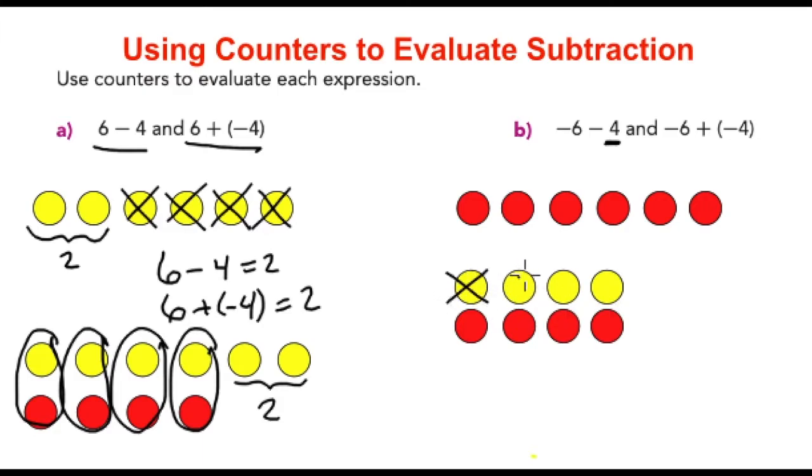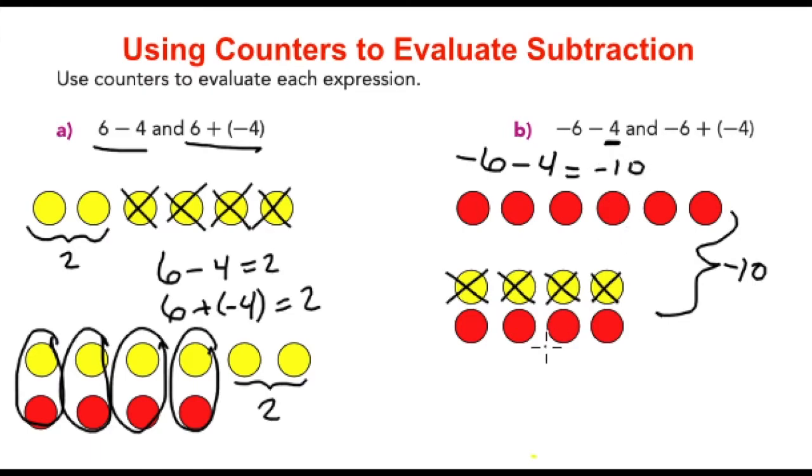So I could remove these 4 positives, and then we are left with 6 and 4 negatives. That gives us a total of 10 negative chips. So what we know is that a negative 6 minus 4 equals a negative 10. And then for the next problem, we're not going to show this with chips because we already know we're good with addition right now. It's adding with the same signs. A negative 6 plus a negative 4 ends up giving us a negative 10 as well.